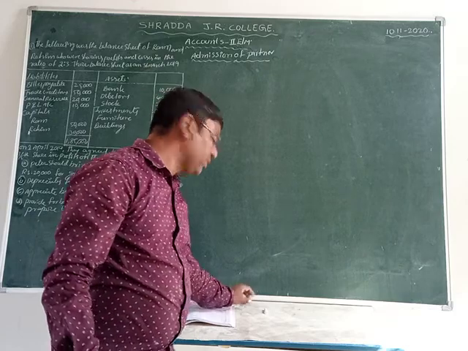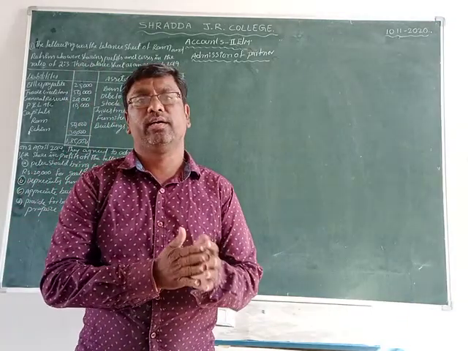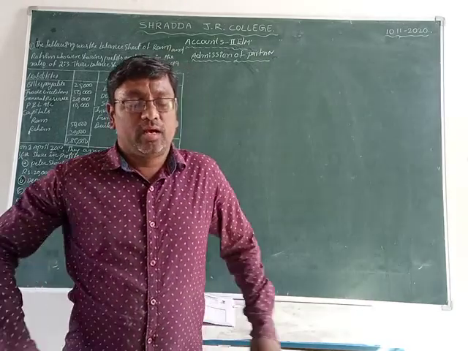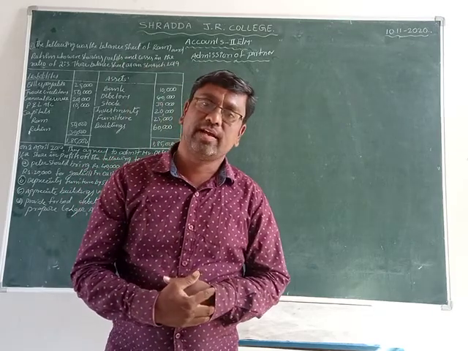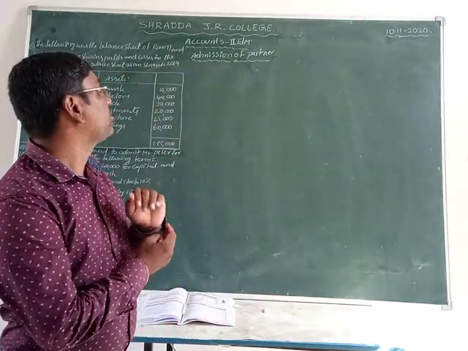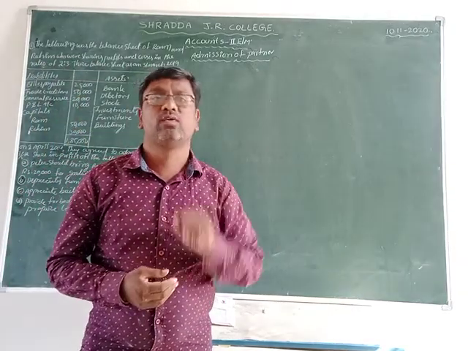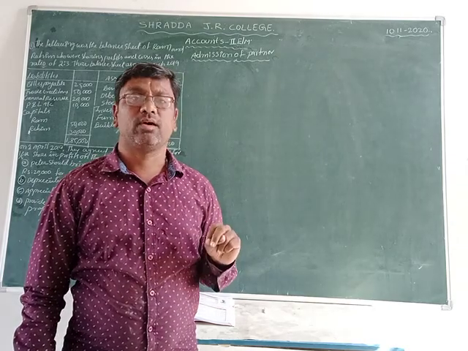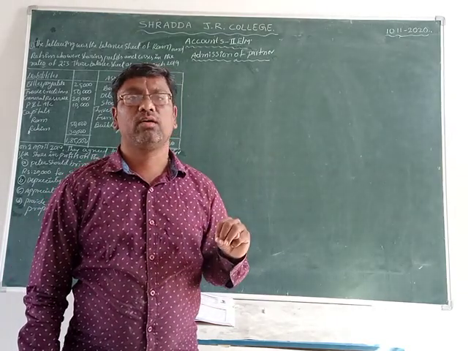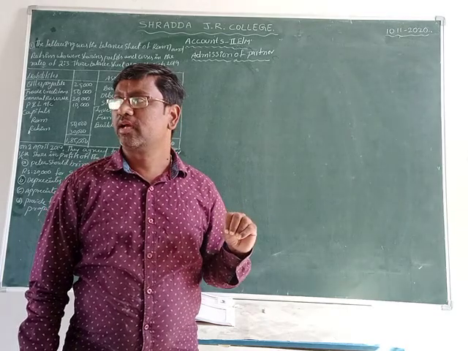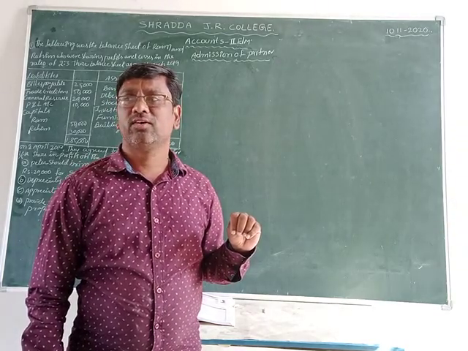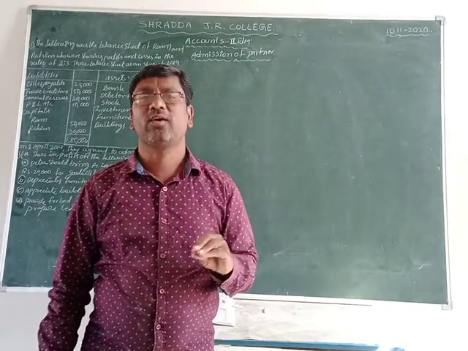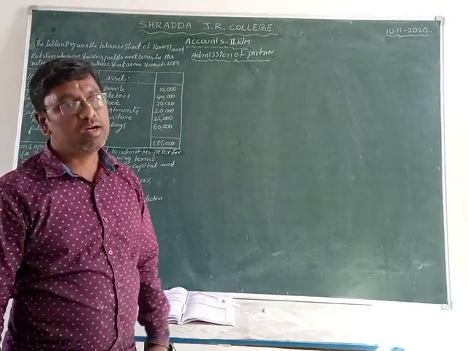Yes, friends, yesterday we were discussing the admission of a partner. Yesterday we discussed how many accounts we can prepare for the admission of a partner. We can do five accounts: first, the revaluation account; second, the cash or bank account; third, the goodwill account; fourth, the partners' capital account; and fifth, the balance sheet. These five accounts we prepare in the admission of a partner, friends.